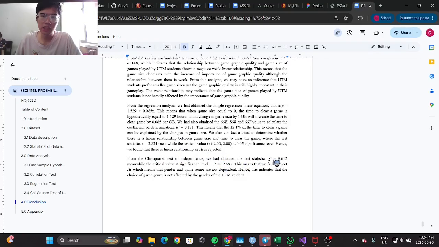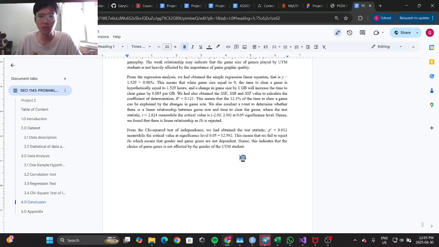Lastly, for the conclusion of the chi-square test of independence, we obtained a test statistic chi-square equal to 8.612. Meanwhile, the critical value at the 0.05 significance level is about 12.592. This means that our test statistic does not lie in the critical region, so we fail to reject H0, and that shows that gender and game genre are independent. So the choice of game genre is not affected by the gender of the student. That's all for the conclusion.